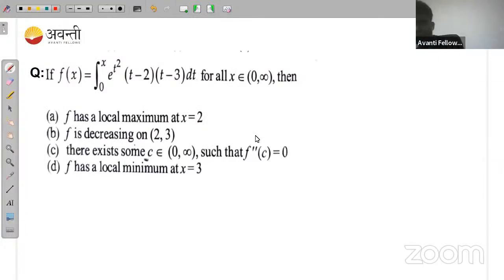If f of x is the integral from 0 to x of (t minus 2)(t minus 3) e to the power t square dt, again you can use the Leibniz formula, and the options are in terms of local maxima and local minimum, you can check that. The function is given for all x belonging to 0 to infinity. The options are: f of x has a local maxima, f is decreasing, there exists some c such that f double dash c is equal to 0, or f has a local minimum. So can you find f dash x now and its sign? You can do it, right?